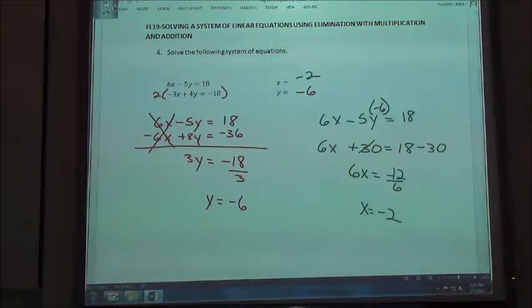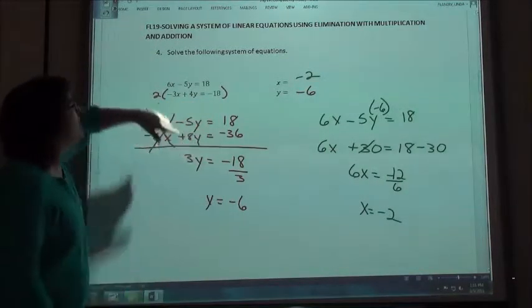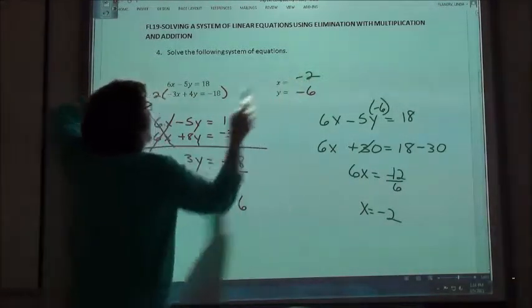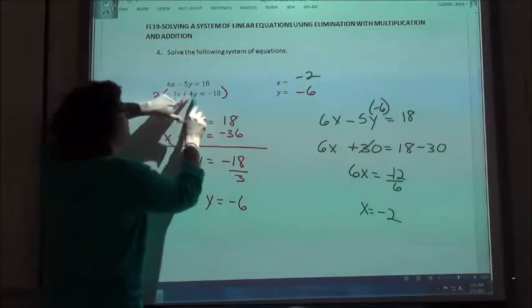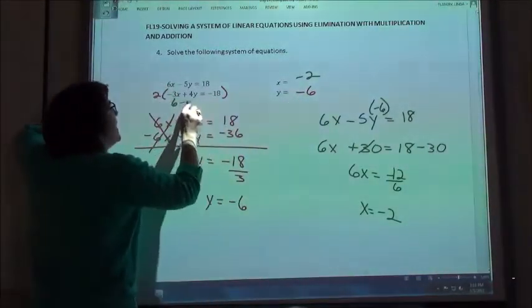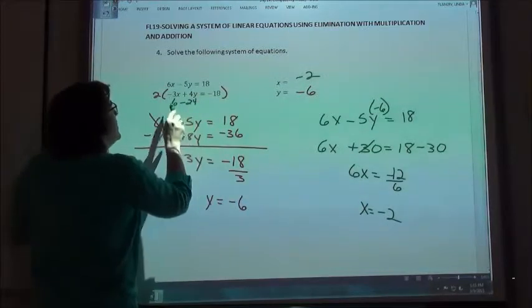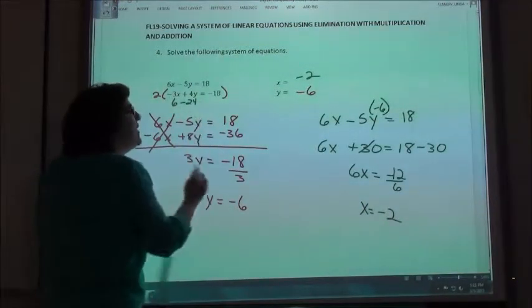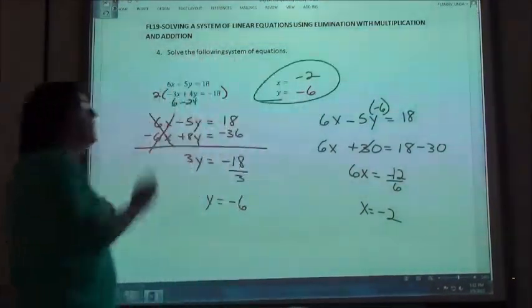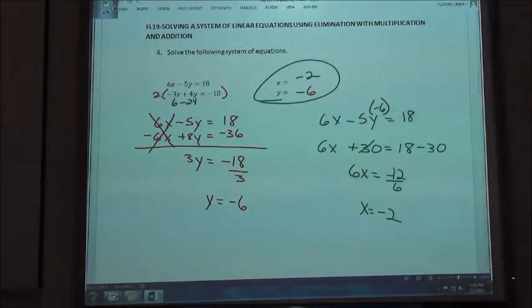And again, if I wanted to double check and make sure my answer was right, I'd check it in my other equation. Negative 3 times negative 2 would be 6. 4 times negative 6 is a negative 24. 6 minus 24 is negative 18. Yep, it checks. So those are my answers.